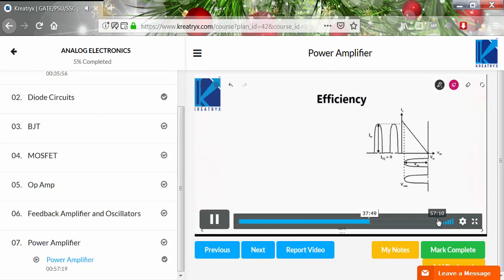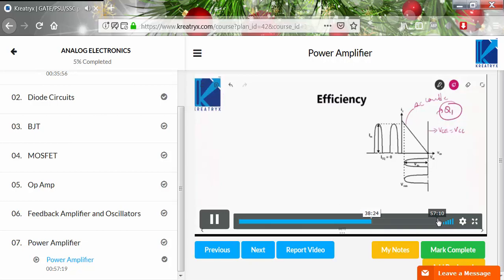Next parameter, efficiency. For calculation of efficiency we have to draw the DC load line. It is also transformer coupled, so in the case of transformer coupled, I think you know what the DC load line is: VC equals VCC for the Q1 transistor. If you consider only the Q1 transistor, this is the AC load line. These characteristics, the AC load line and DC load line, are similar to the class A transformer coupled amplifier.